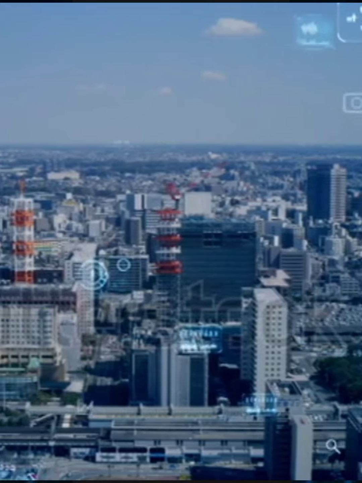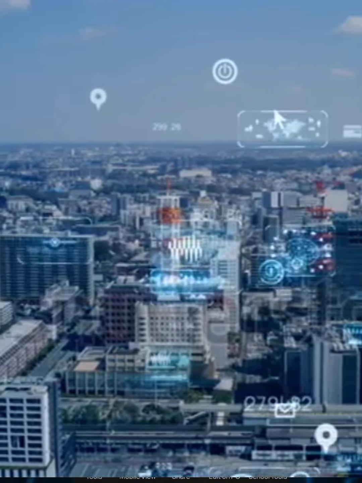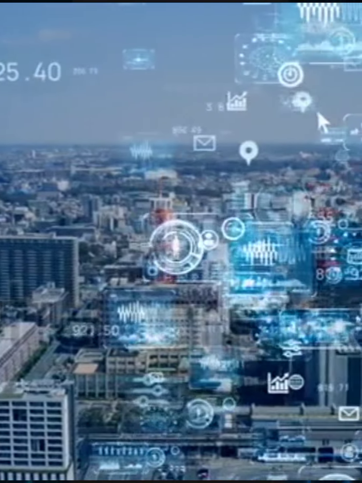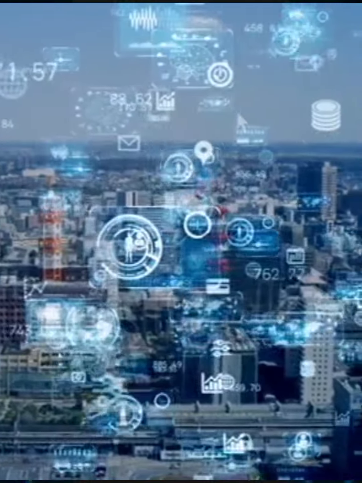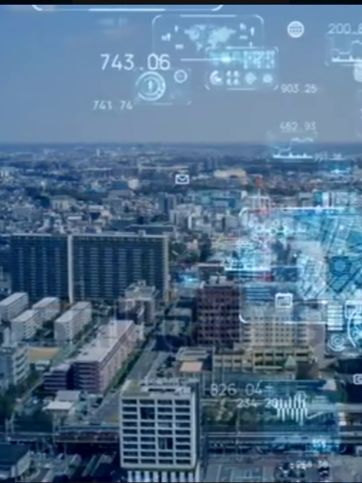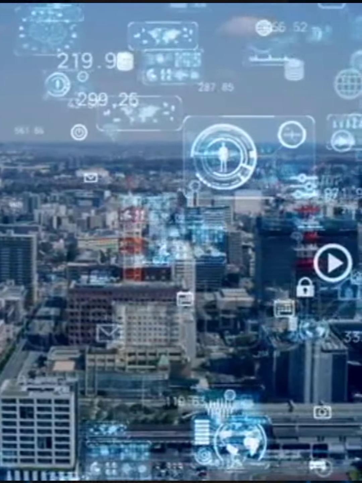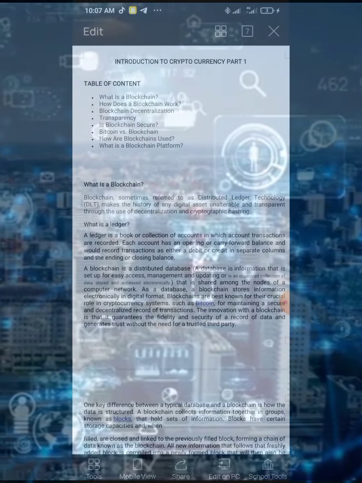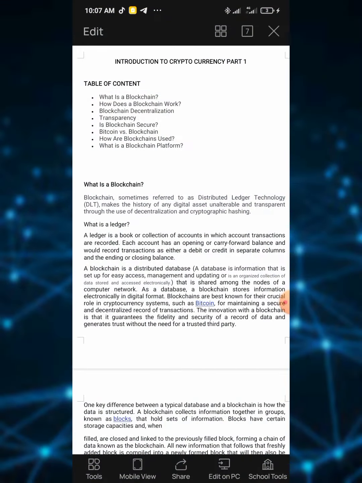So guys, what exactly is blockchain? All right, so you have been hearing about blockchain. So what exactly is blockchain? Blockchain simply refers to a distributed digital ledger technology. This technology makes the history of any digital asset unalterable and transparent through the use of decentralization and cryptographic hashing. Okay, so this is a lot of jargon, so let me try to break it down.